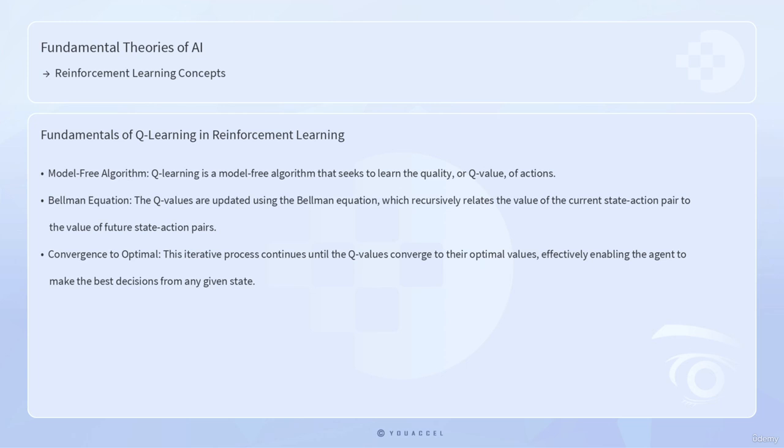One of the most fundamental algorithms in RL is Q-learning. Q-learning is a model-free algorithm that seeks to learn the quality or Q-value of actions, which represents the expected utility of taking a given action in a given state and following the optimal policy thereafter. The Q-values are updated using the Bellman equation, which recursively relates the value of the current state-action pair to the value of future state-action pairs. This iterative process continues until the Q-values converge to their optimal values, effectively enabling the agent to make the best decisions from any given state.